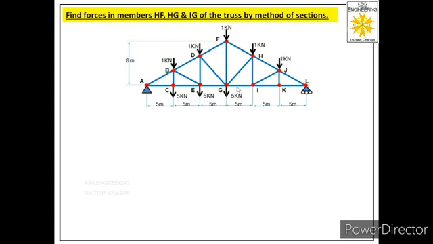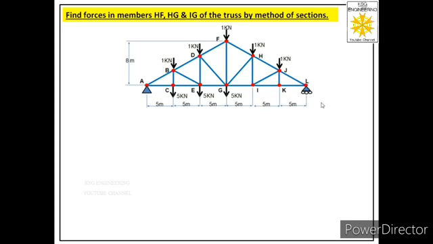We know whenever we have to solve any problem of trusses through the method of sections, the first step is we should identify the types of supports given in the truss. In this truss we are given two supports: one is a pin support at joint A and the other is a roller support at joint L. We know a pin support provides two reactions, one normal to its surface and the second along its surface, while a roller support provides only one reaction, that is normal to its surface.